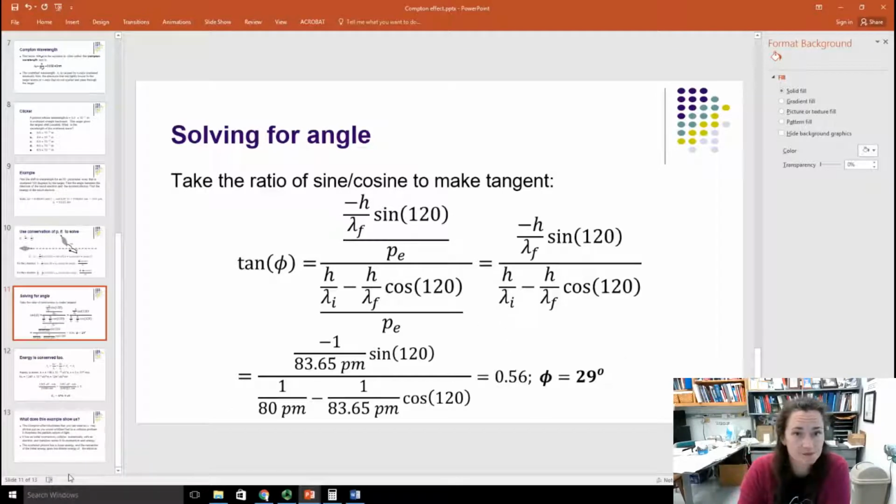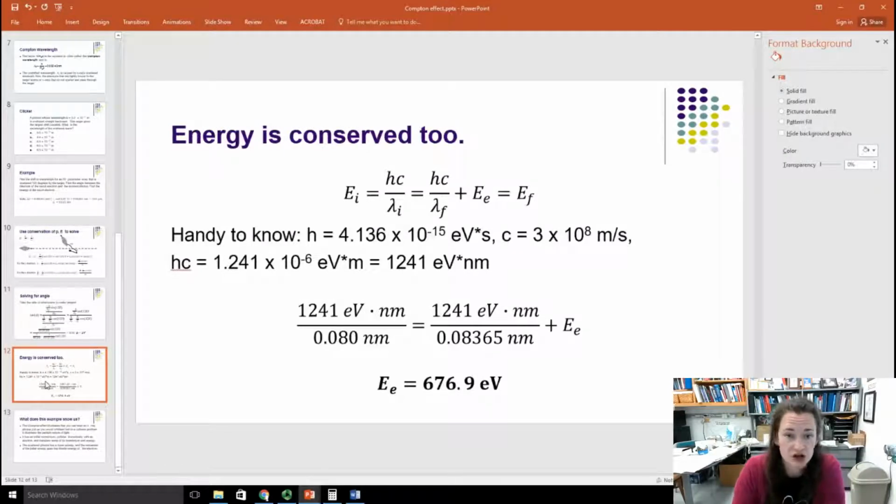Now for the rest of it, to get the energy of my scattered electron, I can just use energy conservation equations. I get that the initial energy of my system is the initial energy of my photon, hc over lambda initial. And then my final energy is the energy of my final scattered photon plus the kinetic energy transferred to that electron. So hc over lambda initial is equal to hc over lambda final plus the kinetic energy of the scattered electron. Now, it might be handy to know that h is 4.136 times 10 to the minus 15 eV seconds, and c, of course, is 3 times 10 to the 8th meters per second.